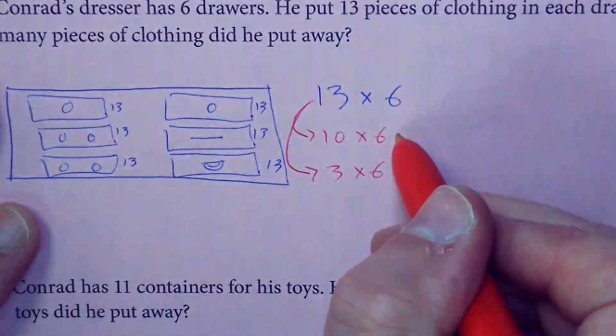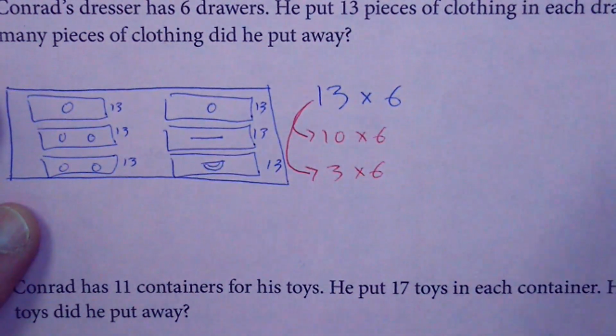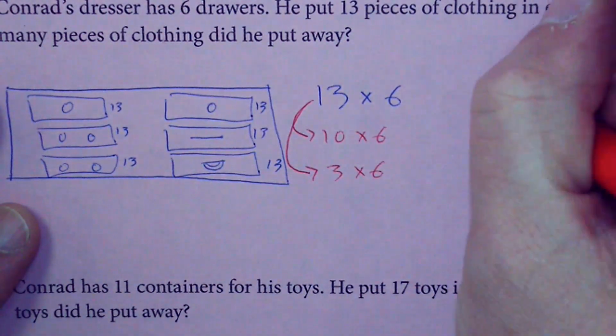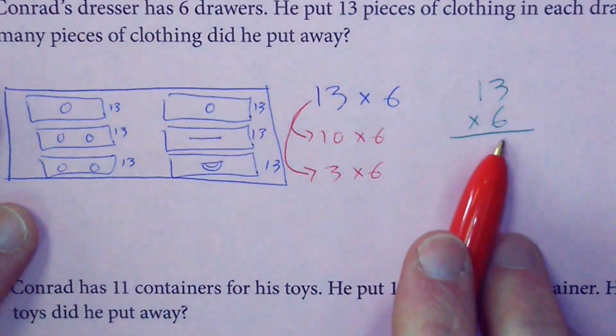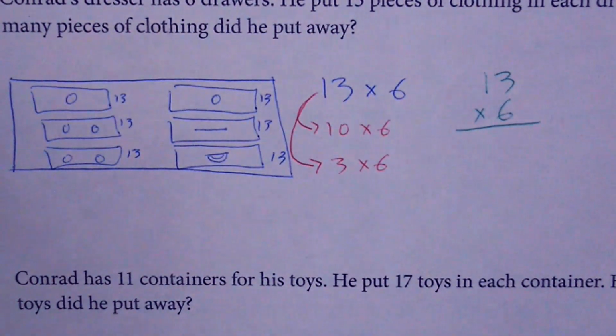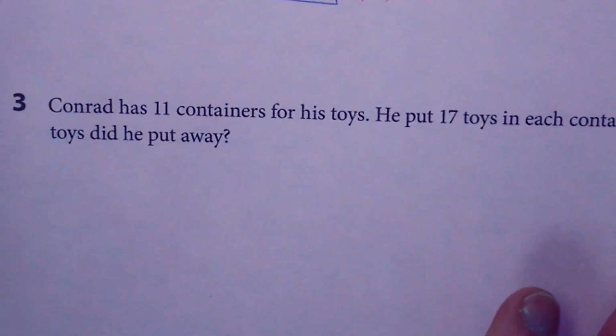So however you want to find your answer, whether you want to use a ratio table, whether you want to do the distributive property, maybe you want to do the standard algorithm and just take 13 times 6 and go that way, that's up to you. But you go for it. Okay, pause this video and find that answer.